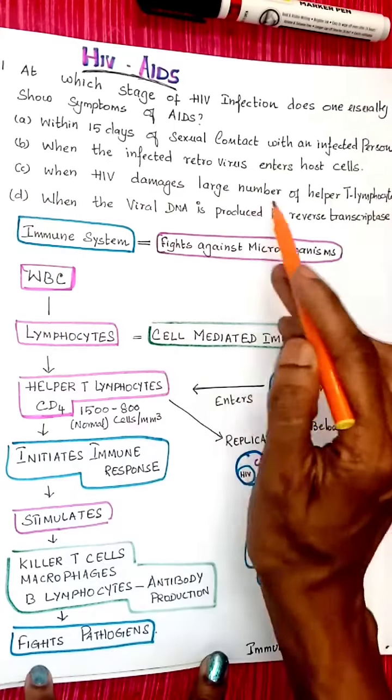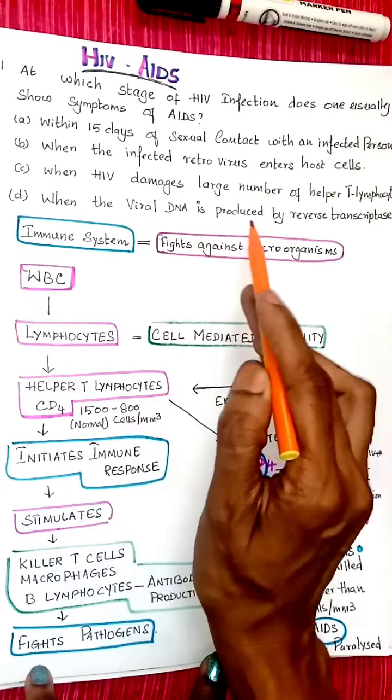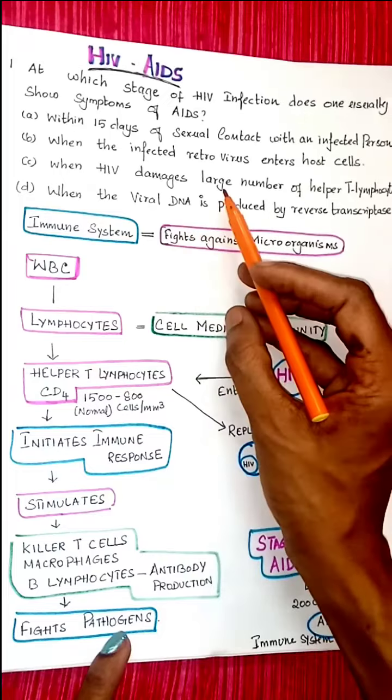Third, when HIV damages large number of helper T lymphocytes. D, when the viral DNA is produced by reverse transcriptase. See the explanation before choosing the answer.